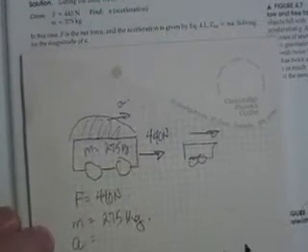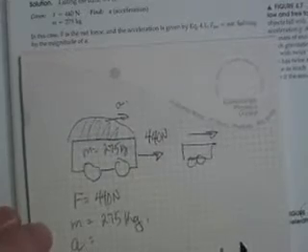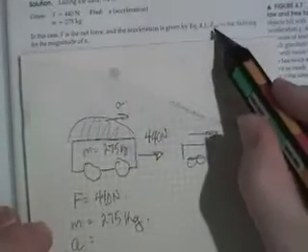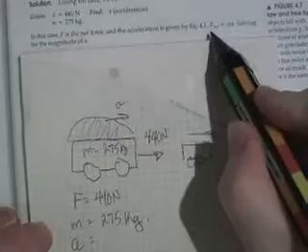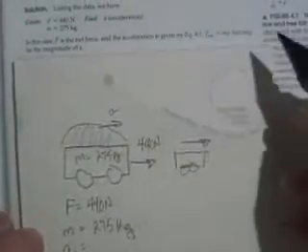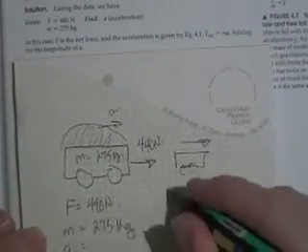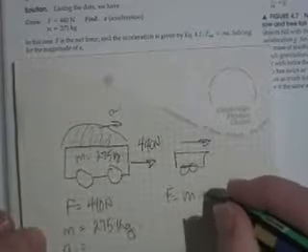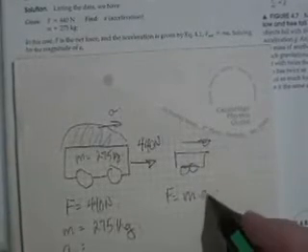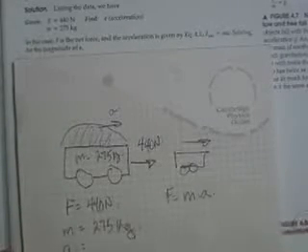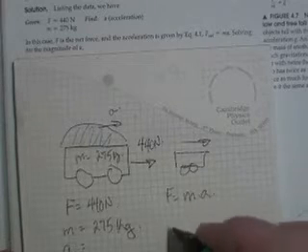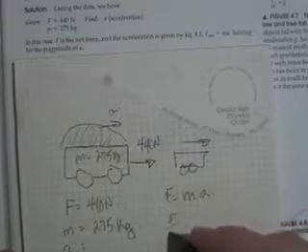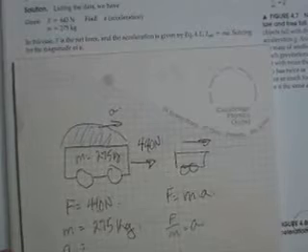F is the net force, and the acceleration is given by equation 4.1. Okay, and I go back to my book and I find that equation 4.1 was the F equals ma equation. So here's my equation. F equals mass times acceleration. Now I've got to do algebra. Get a by itself, divide both sides by m to get a by itself. So F divided by m is equal to a.